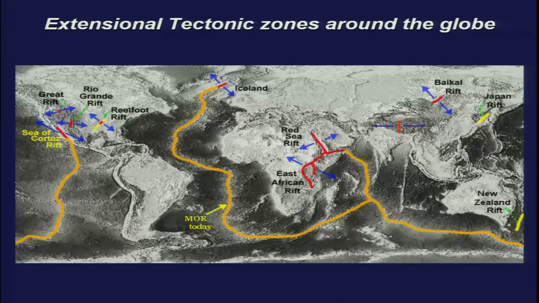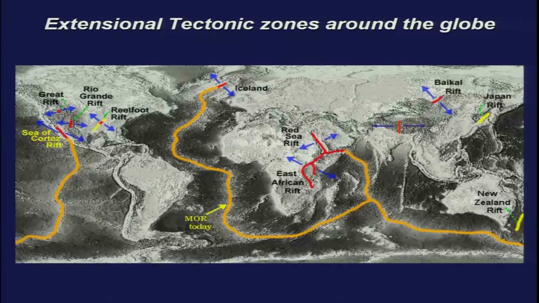Now, the extensional tectonic environment around the globe, if you see the distribution, has been shown here by blue arrows. So we have what I was talking about, the mid-oceanic ridge, which is one of the longest ones. It definitely is the area we term a constructive plate boundary, and this is exposed on the surface in Iceland.